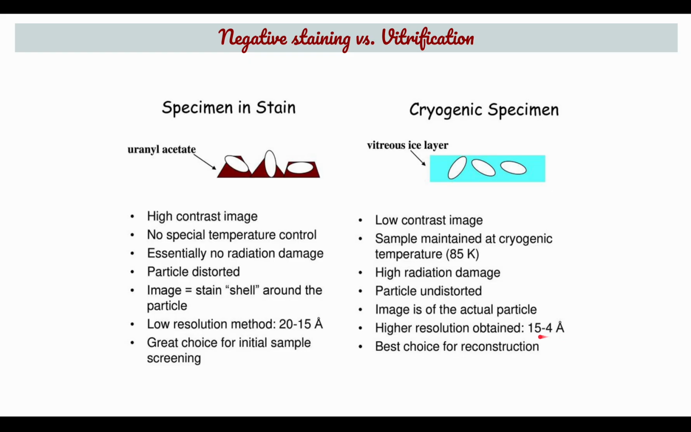As I discussed previously when we were talking about resolving power, if the resolution value is less, that means it has high resolving power. That means it can distinguish objects which are very close to each other. So this value needs to be less to call it better or higher resolution. Negative staining is a great choice for initial sample screening, whereas vitrification is the best choice for reconstruction.